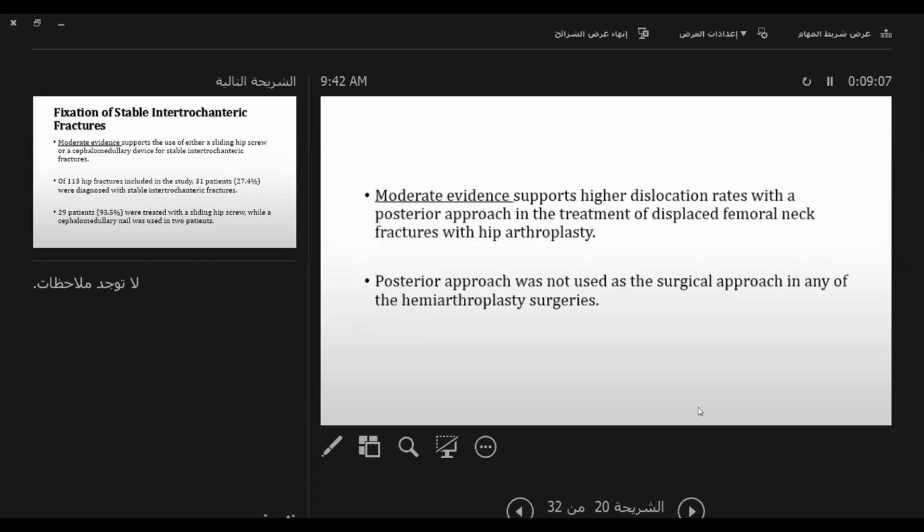AOS supports that the posterior approach is associated with higher dislocation rate for treatment of displaced femoral neck fracture. The usual approach at our center is direct lateral transgluteal approach, and we didn't use the posterior approach for any case of hemiarthroplasty.